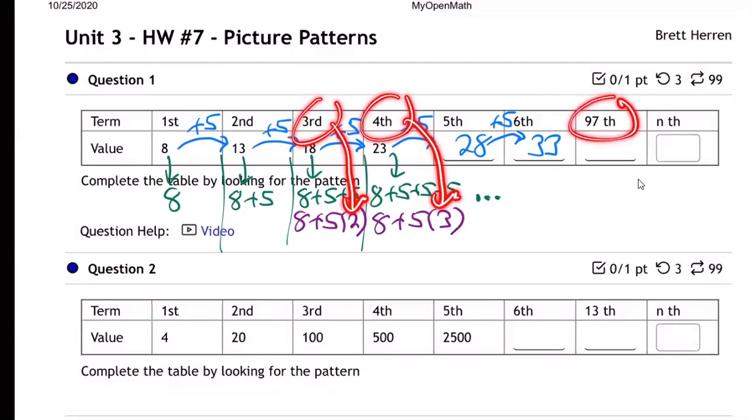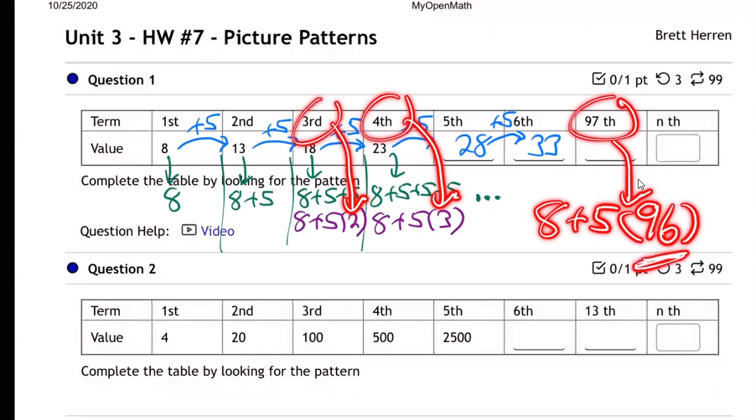Clear, and then I got to do 97 and what? Well, it's going to be 8 plus 5 times what number? 96, right? See how it's 1 lower? 3 is 1 lower than 4. 2 is 1 lower than 3. So it's got to be 96, doesn't it? See how it's always 1 lower?